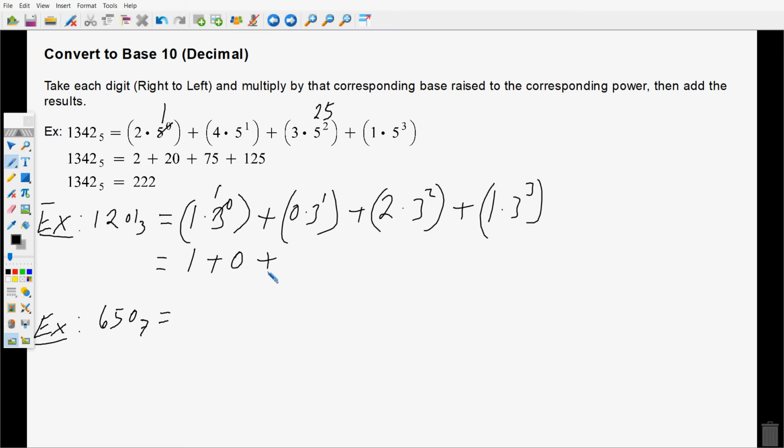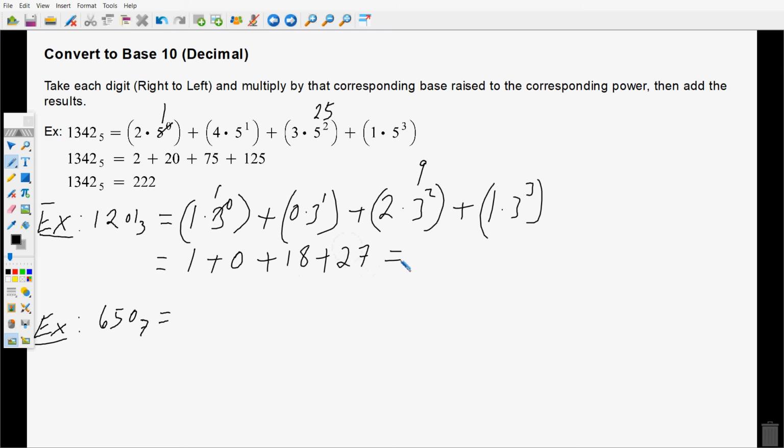The next group, I have 2 times 3 squared. 3 squared is 9. 2 times 9 will give me 18. And then I have 1 times 3 cubed. That's going to give me 27.